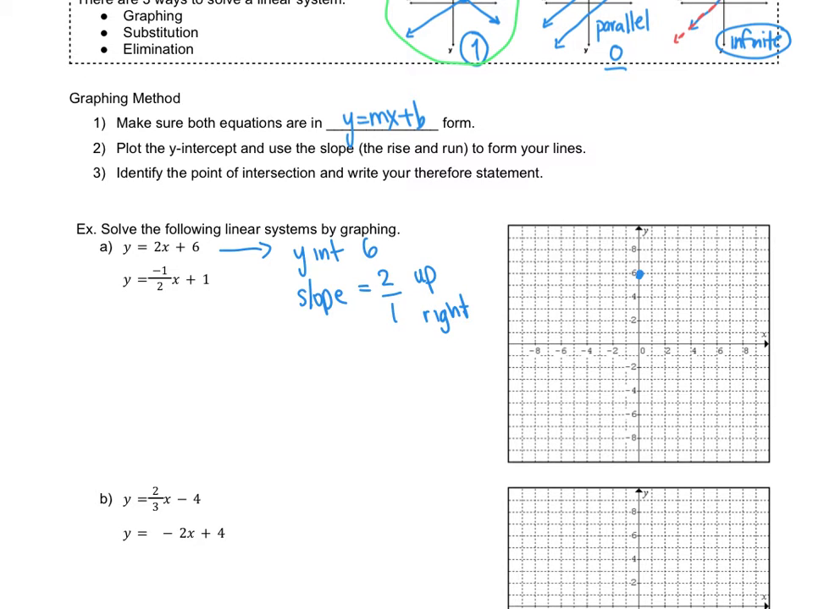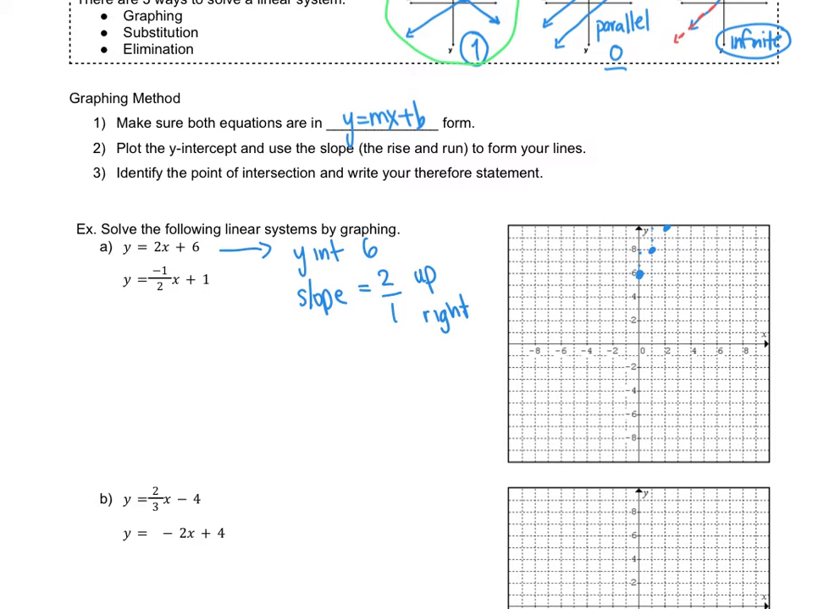So I'm just going to do that. Up 2, right 1. Up 2, right 1. And for the first line that you graph, I want you to extend it through your entire grid. So you're going to apply that slope quite a few times.